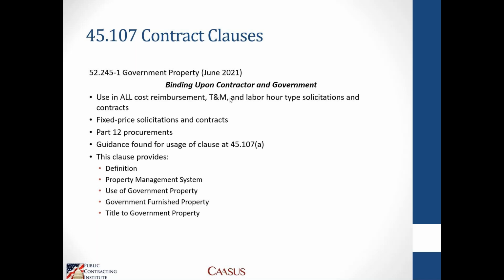And so in this clause, it provides a definition of government property. It provides information about the property management system and what the requirements for those systems are. It provides regulation and control of the use of government property, when it can be used and when it cannot. It speaks directly to government furnished property. It talks to reporting and inventory disposal methods, and it also speaks to title and where that property will vest and who title will remain with at the conclusion of a contract.